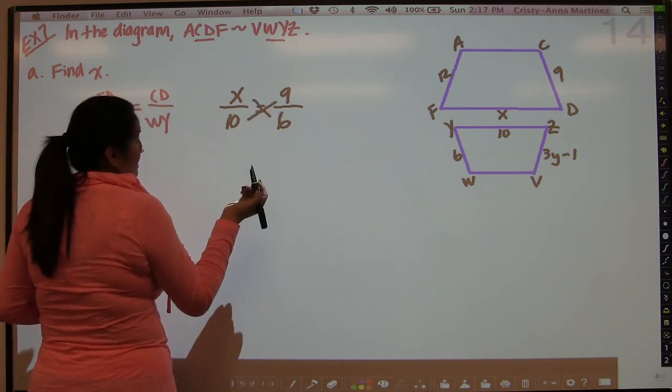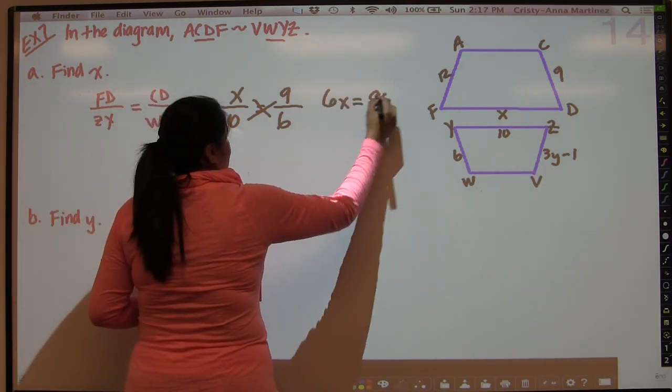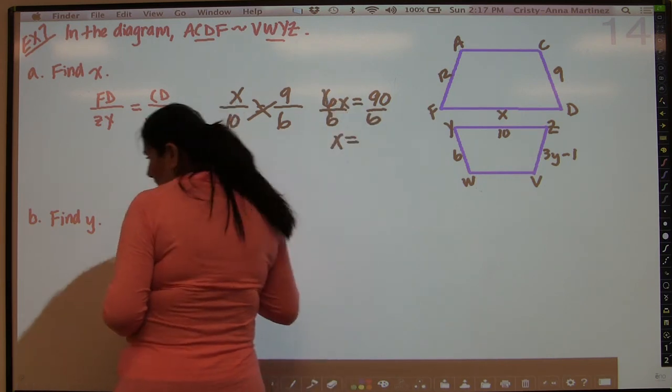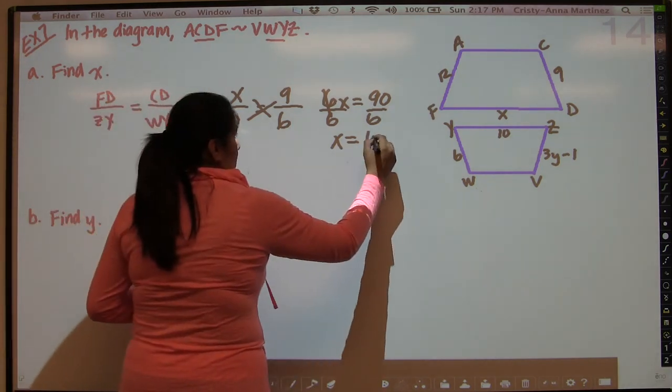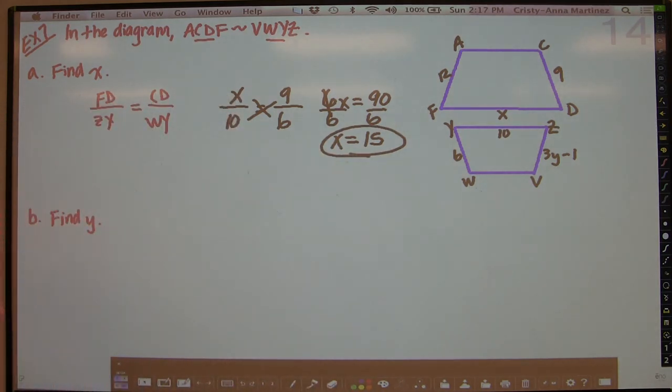So see, now that I've done that, I can solve very simply. 6x equals 9 times 10, which is 90. Divide by 6. 90 divided by 6 is going to be 15. So x equals 15. Now, it doesn't have to be the only way that you can set up the problem, but it does help to be able to set up the corresponding side lengths.